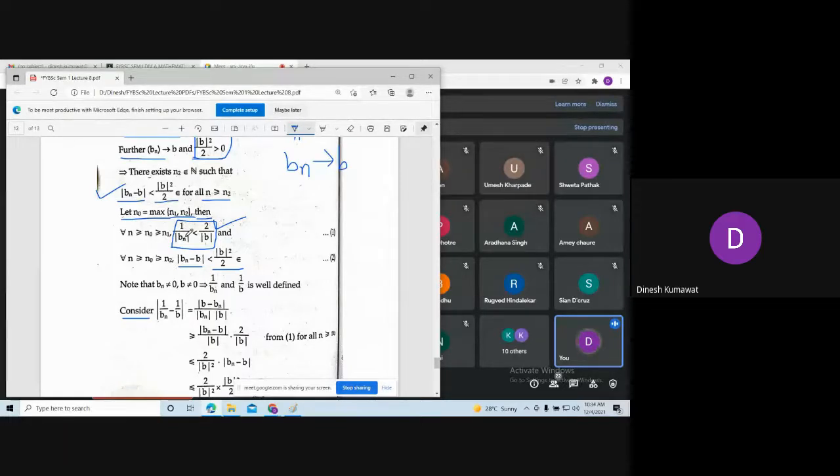1 upon mod Bn is how? Less than 2 upon mod B. So we are going to replace this 1 upon Bn using 2 upon B. So we are in this situation.